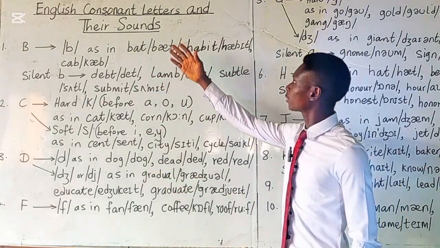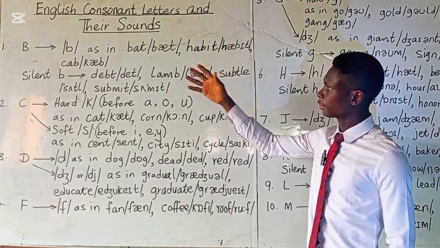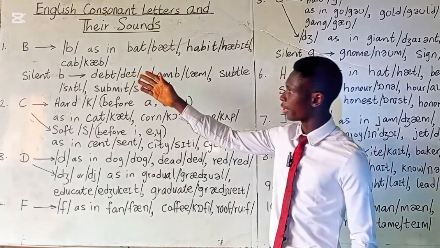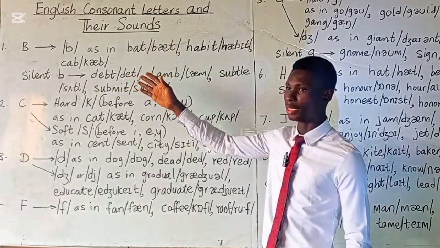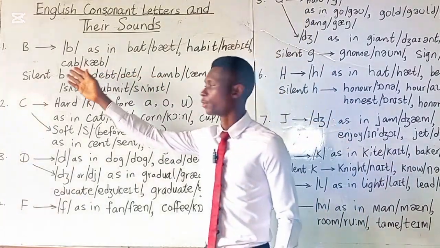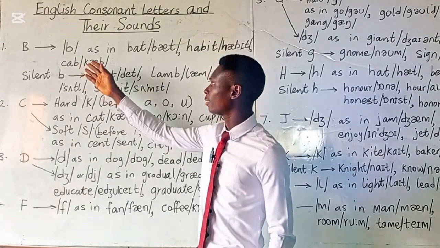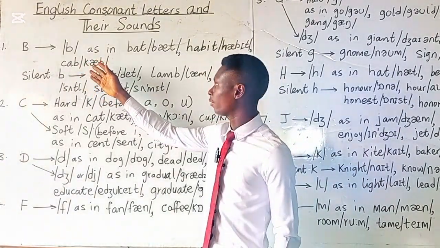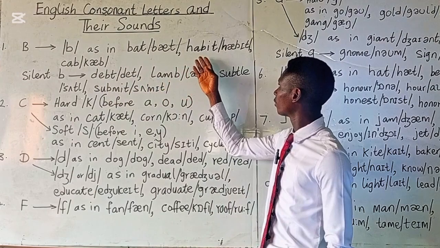Here we have English consonant letters and sounds. The very first consonant letter we have here out of the 21 consonant letters we have in English language is letter B. And letter B can be realized as B. That's the sound underneath letter B, as in bat, habit, cap.